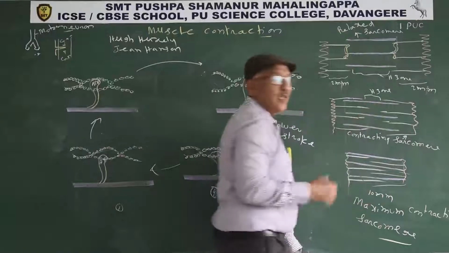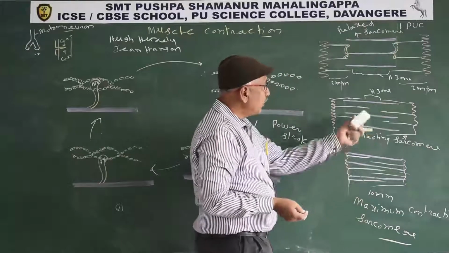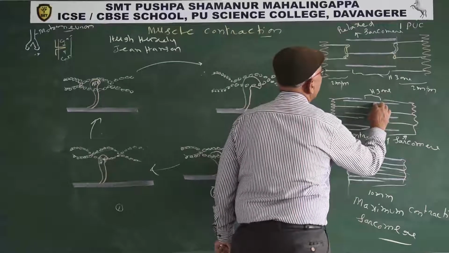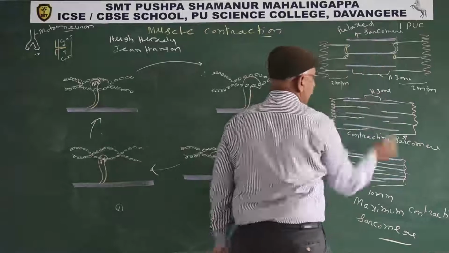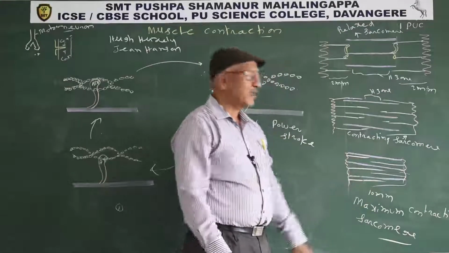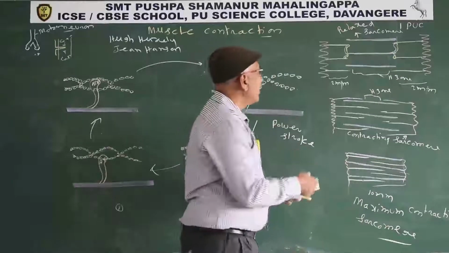What is the H zone? The H zone means the part of the A band that contains only myosin filament. But here both actin and myosin filaments are present. That means the H zone disappears. So during muscle contraction, what happens?